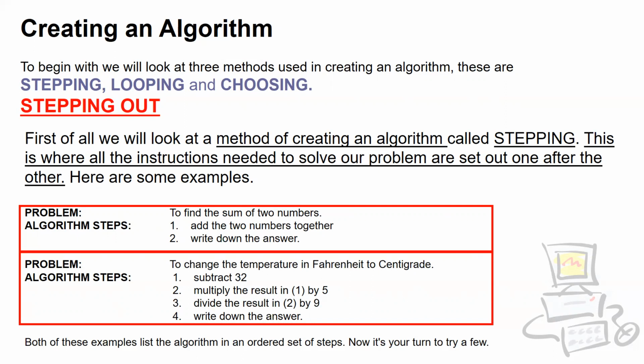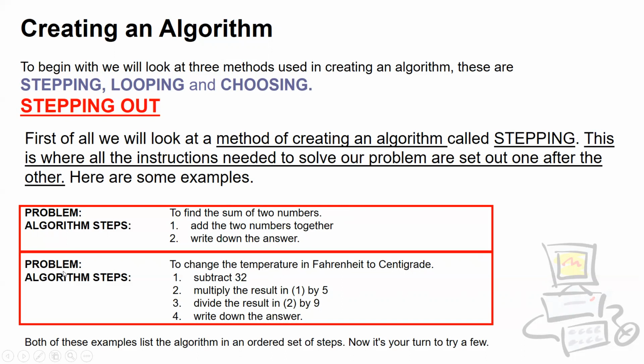You know the sum would be adding them together. So what would your steps be? Just written steps. You're not in algorithm language yet. You're not in high-level language yet. You're not coding yet. Just the steps. We are analyzing. Step 1: Add the 2 numbers together. Step 2: Write down the answer. These 2 steps would effectively find the sum of 2 numbers.